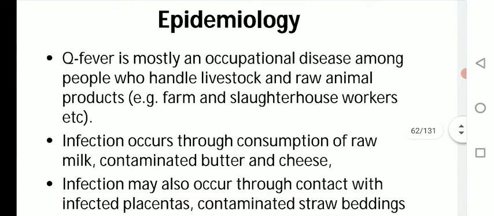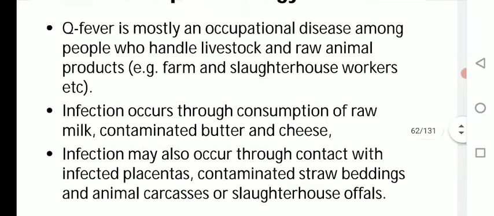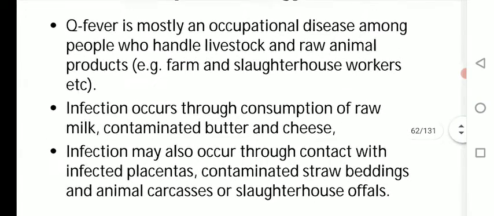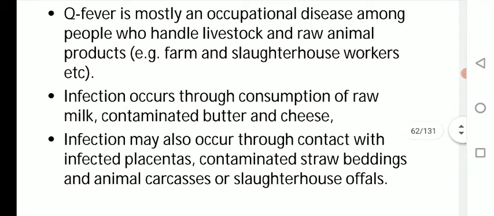As far as epidemiology is concerned, Q fever is mostly an occupational disease among people who handle livestock and raw animal products, for example farm and slaughterhouse workers. Infection occurs through consumption of raw milk, then contaminated butter as well as cheese, and infection may also occur through contact with infected placentas and contaminated straw bedding, animal carcasses and slaughterhouse offals. So, all these are sources through which this microorganism enters the main food stream.